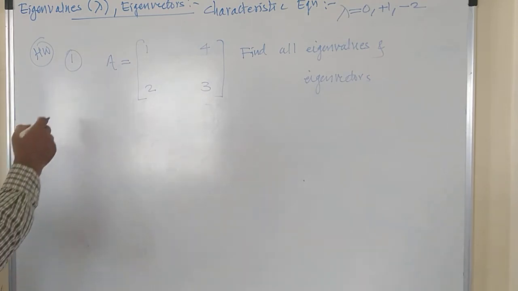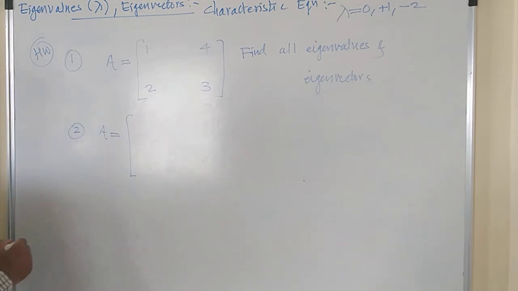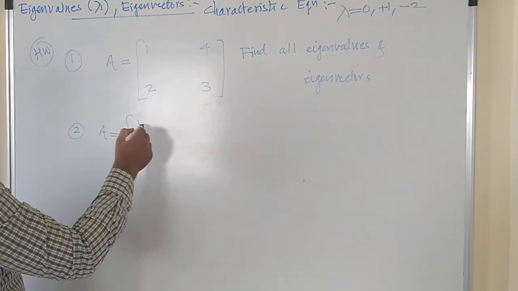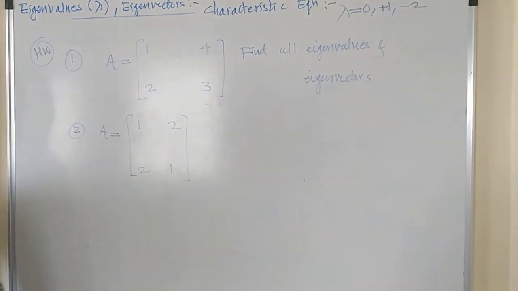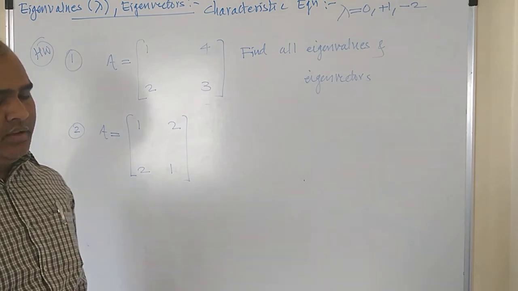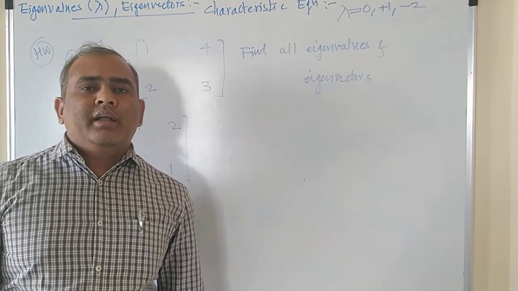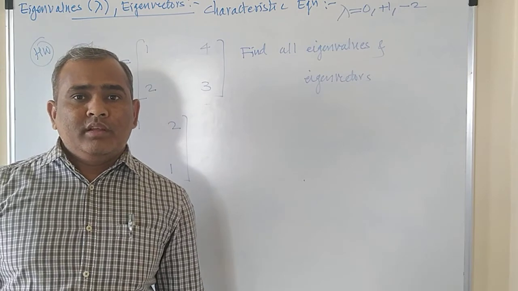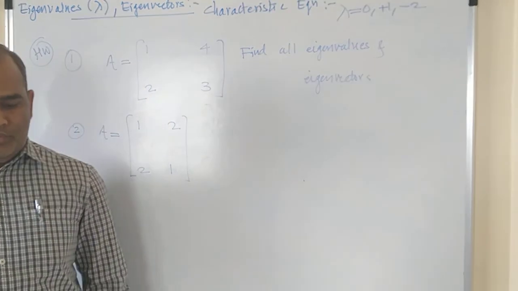The second is matrix A equal to 1, 2, 2, 1. And the same problem, find all eigenvalues and eigenvectors, right? So these are the two homework problems for you based on eigenvalues and eigenvectors. So hope you have understood how to find the eigenvalues, eigenvectors and normalized eigenvectors by using the characteristic equation. So let us stop here now. Thank you.